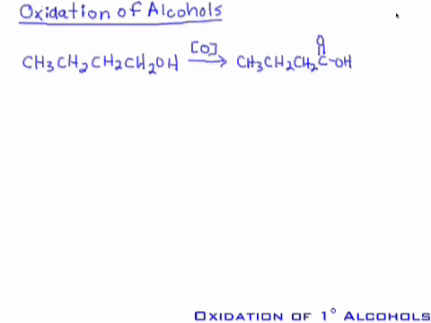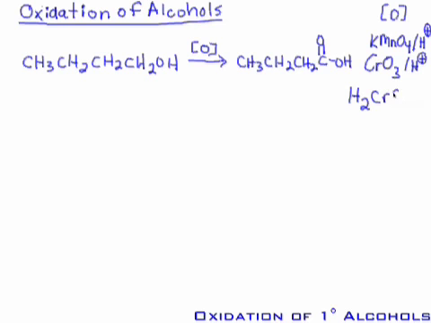Now, what are some oxidizing agents that can do this type of reaction? Well, we could use, for example, KMnO4 in acid. We could use chromium oxide, CrO3, in acid. We can use an acid form of the chromium oxide, called chromic acid, H2CrO4, where the acid is actually built into the molecule itself.